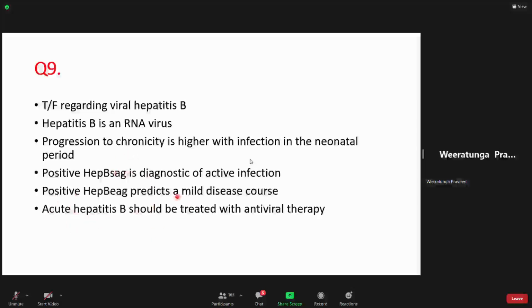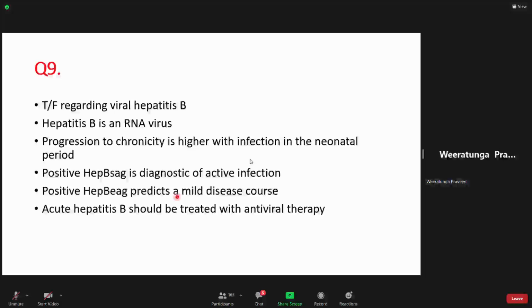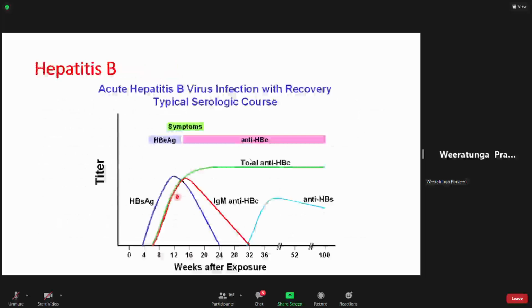Positive hepatitis B E antigen does not cause mild disease. E antigen positive means high infectivity and more severe disease. And for acute hepatitis B we usually do not give antiviral therapy. We give it for chronic, but not for acute. Okay, if you know this much, that is enough now.